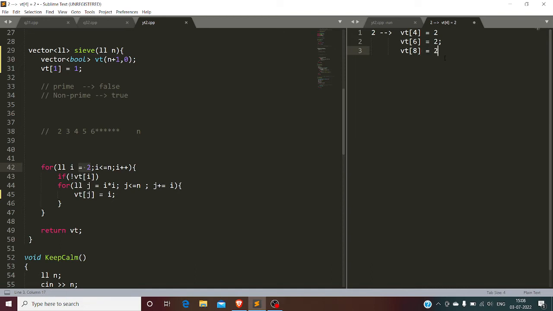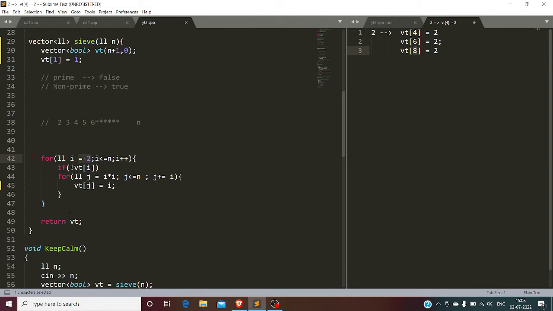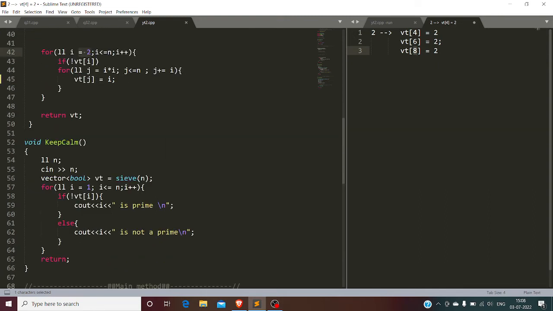But actually, it is the smallest prime divisor of the number, right? So for every number we are storing the smallest prime divisor of that number inside the vt. At the end we return vt. And now let's make it long as it's returning it, right? So now let's see.